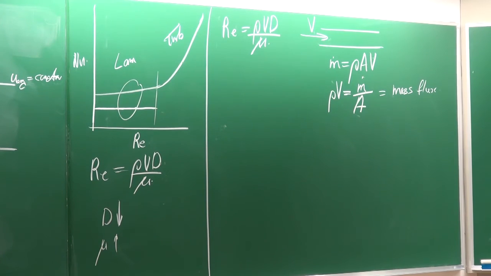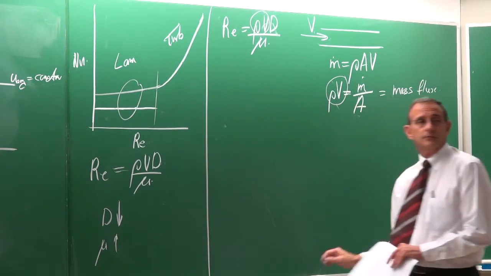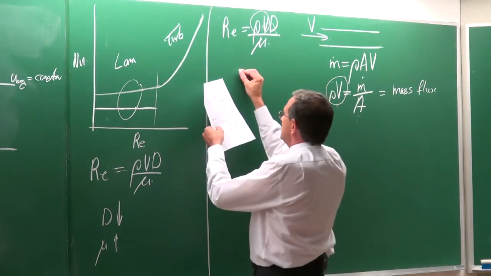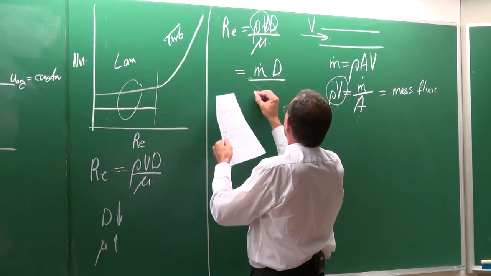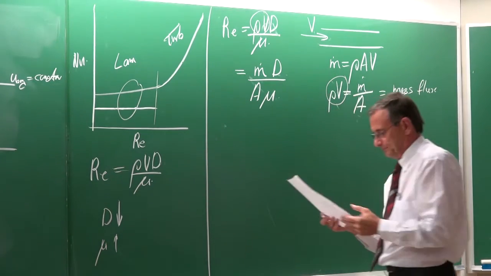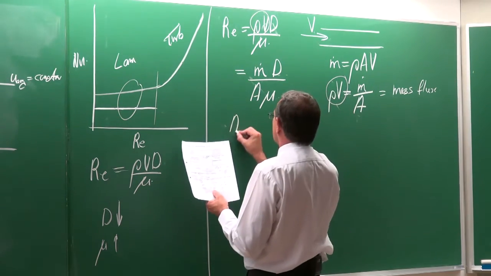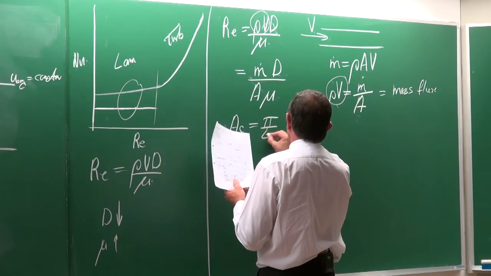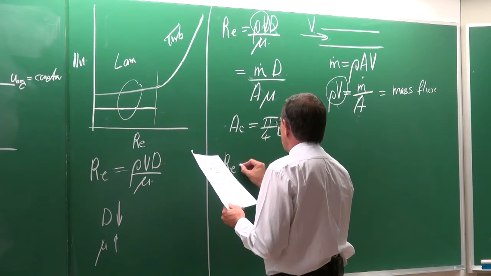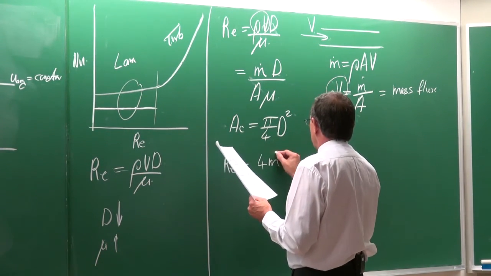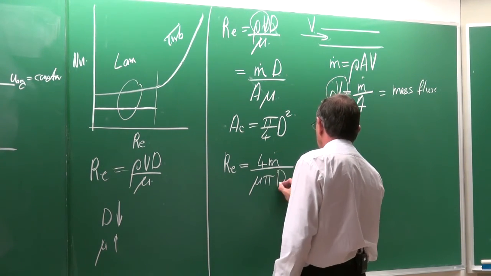Now, that term, rho multiplied by V, is equal to that term there. So if you do the substitution, then it is equal to the mass flow rate multiplied by D divided by A and the viscosity. And the area A is the cross-sectional area. It is equal to pi divided by 4 multiplied by D squared. So the result is, if you do the substitution, the Reynolds number can be written as 4 times the mass flow rate divided by the viscosity, pi, and the diameter.